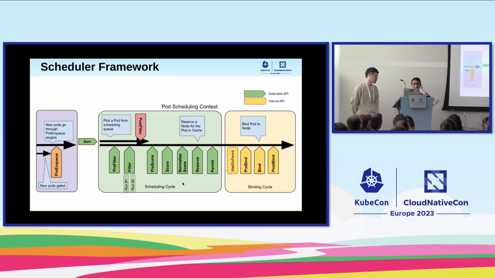There are basically two main processes here, pre-filter and filter. Filters are all about yes or no. We take a node, and we ask the question, can the pod go in here? Yes or no. So we do that process. If we ended up with all nos for all the nodes, then we trigger the post-filter, whose typical example is the preemption mechanism that would evict some pods.